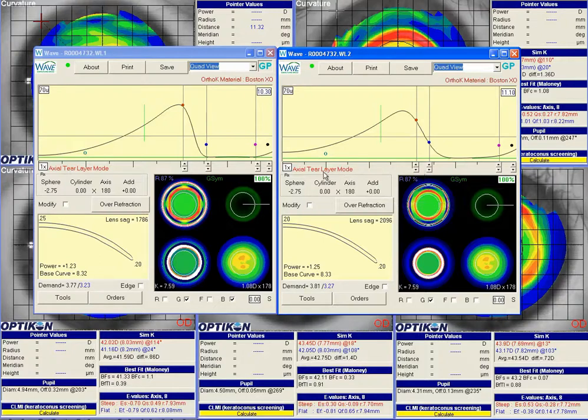So we made not a whole lot of change to the power of the lens, even though the patient is undercorrected. I think getting a little bit more central bearing and then centering the lens a little bit better will get us to the refractive endpoint that we're looking for.